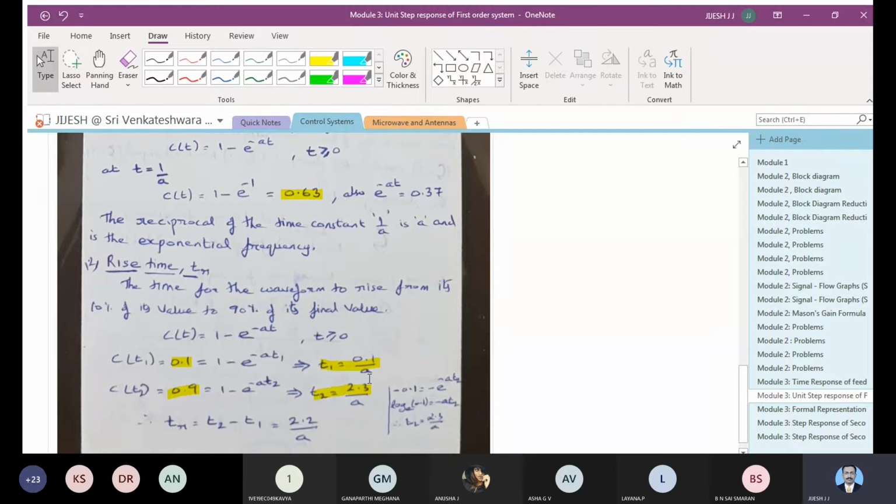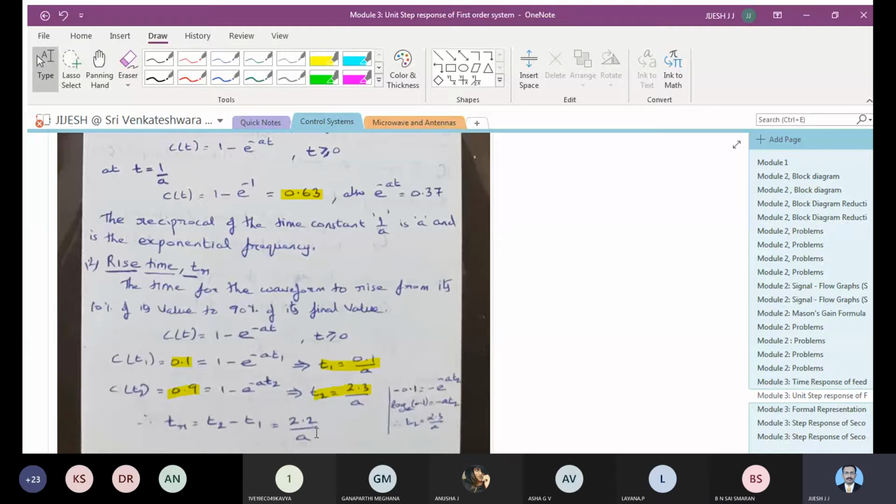In the same way, if you do this, you will get t1 as well. So you'll get t1 and t2 both, and you can simplify this. When you get t1 and t2, the rise time Tr is t2 minus t1. So t2 is 2.3 by a minus 0.1 by a, so you'll get 2.2 by a. So this is what is called the rise time.